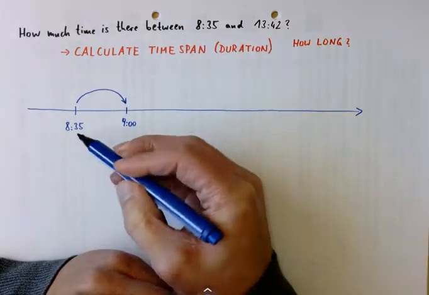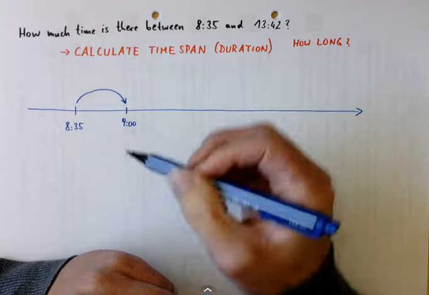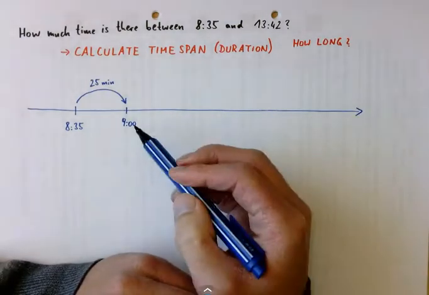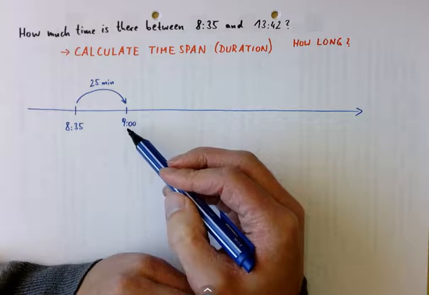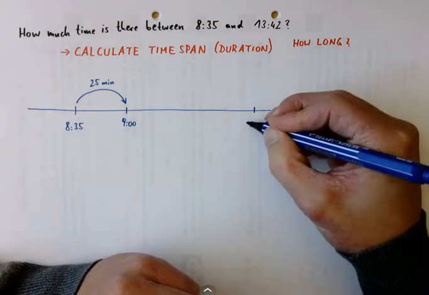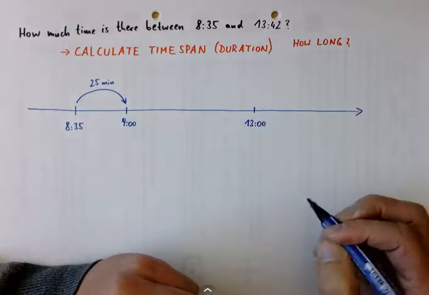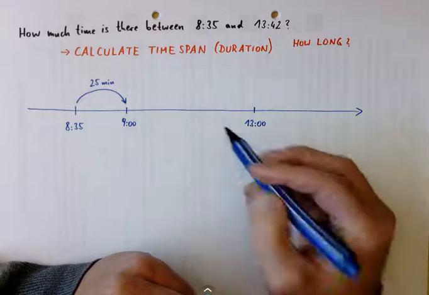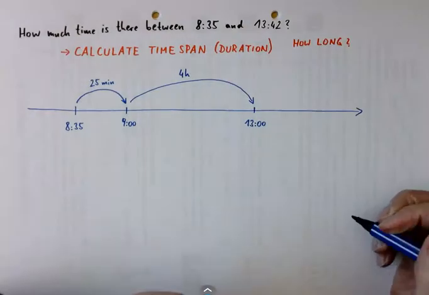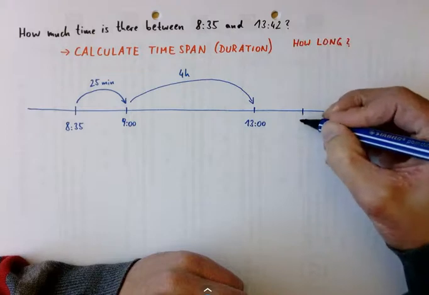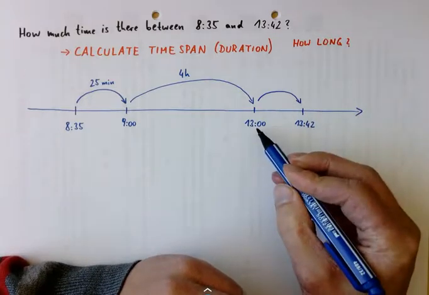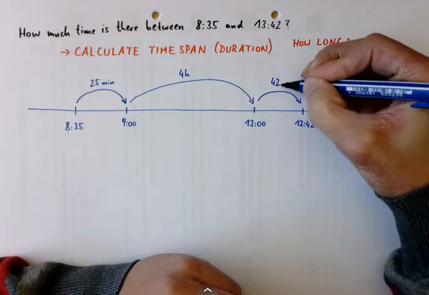How many minutes are there from 8:35 until 9 o'clock? It's 25 minutes. Then the next step will be to take the full hours from 9 o'clock until 13. So the full hour will be 1 p.m., which is 13 o'clock. From 9 to 13, that's 4 hours. And then we have 13:42, and that's another from 13 o'clock until 13:42. It's another 42 minutes.